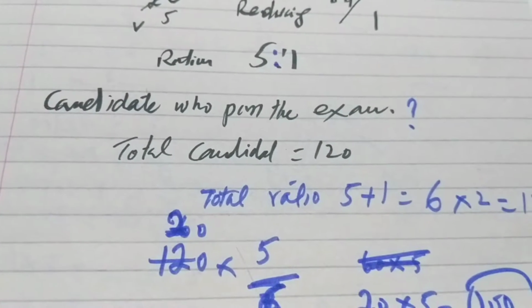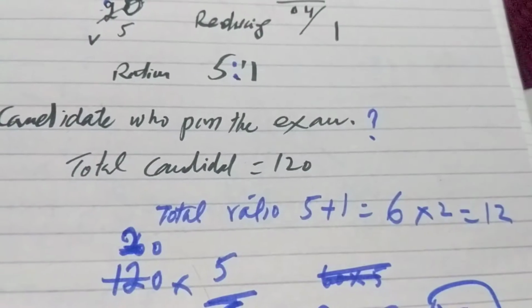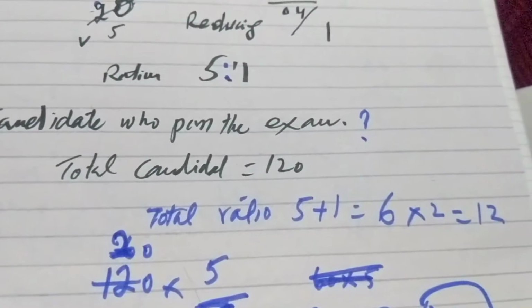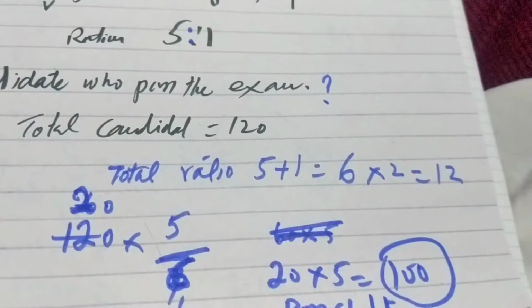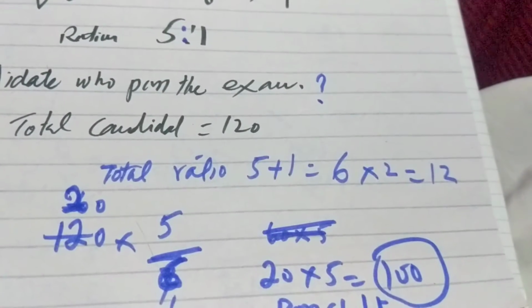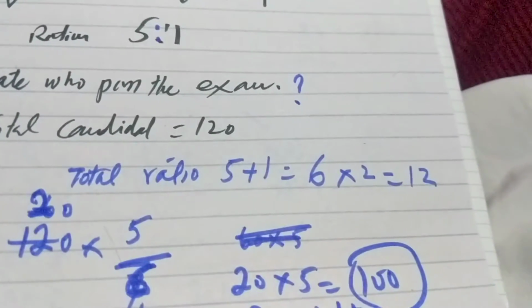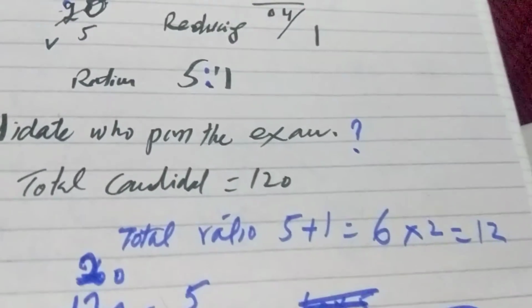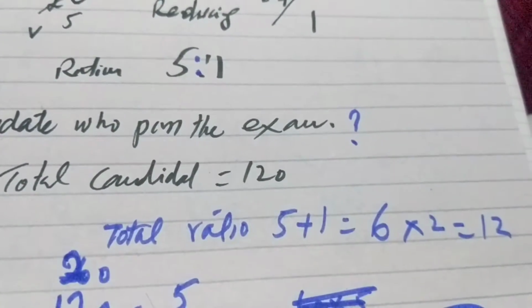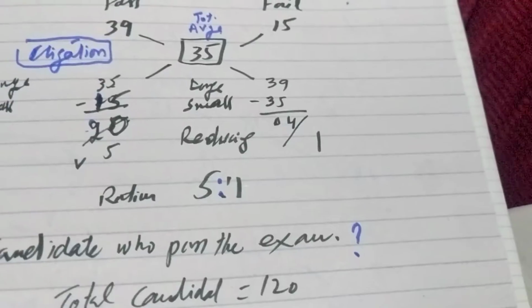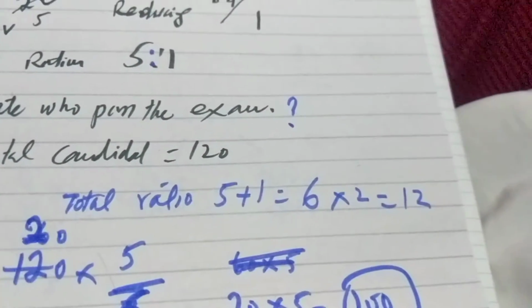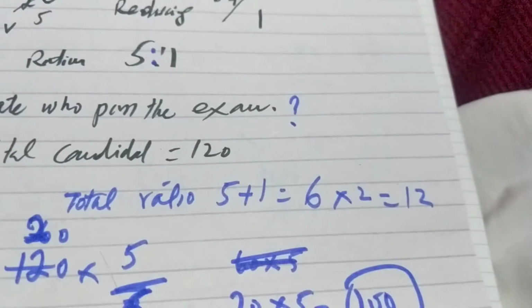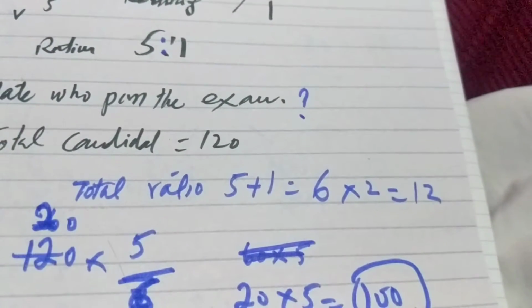Now calculate the number of students who passed the exam. Total candidates or students are 120. Total ratio 5 plus 1 is equal to 6. As 5 is pass and 1 is fail, 5 plus 1 is equal to 6 total ratio. When multiplied by 2, why multiplying by 2?